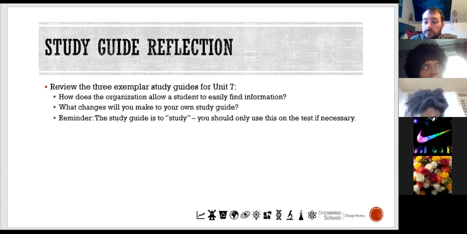One second. You said one positive of a study guide? Yes. One positive of the exemplar study guides is how organized they are. So when they're actually in the test, it's not going to be that hard to find exactly what they need in order to successfully answer that question. What specifically did one of them do to help with organization, Chantel?